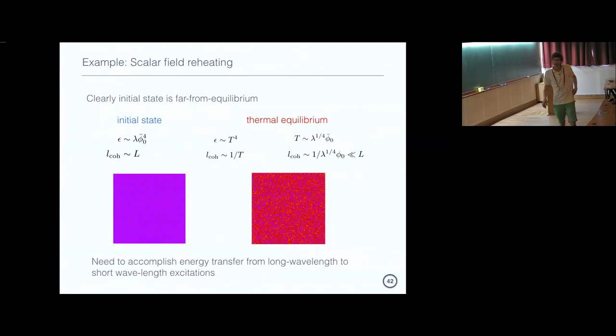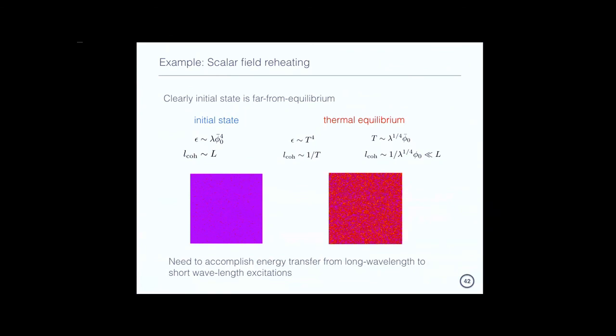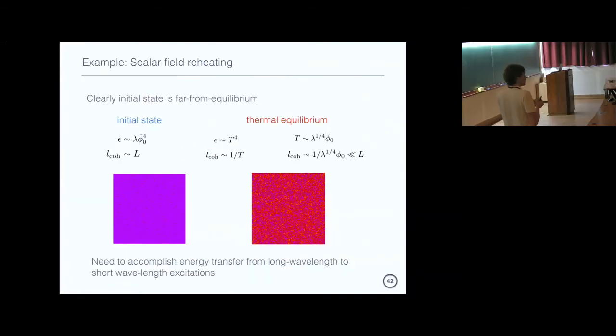And so for this, it is important to point out that this initial state that we're looking at, of just having this huge homogeneous field and some small fluctuations around it, is actually very far from equilibrium. Okay? And so why is it very far from equilibrium? Well, you can see it in a couple of different ways. Basically, the point is that the typical coherence lengths of fluctuations in the system are very different from the typical coherence lengths of fluctuations in an equilibrium system.